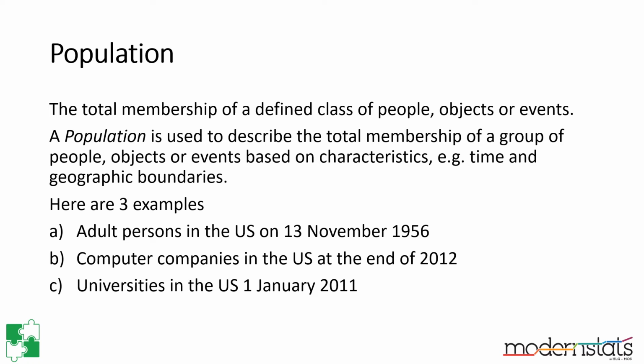The examples here are adult persons in the US on 13th November 1956, computer companies in the US at the end of 2012, and universities in the US on 1st of January 2011. And a population is used for describing what data measures, if it's all persons in Sweden or if it's only those with a university degree or a certain age or something. Person is still the unit type, but the population explains in detail what data are measuring.